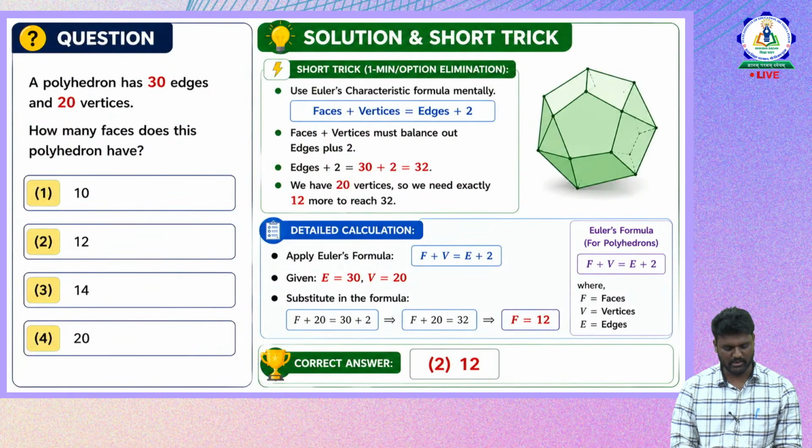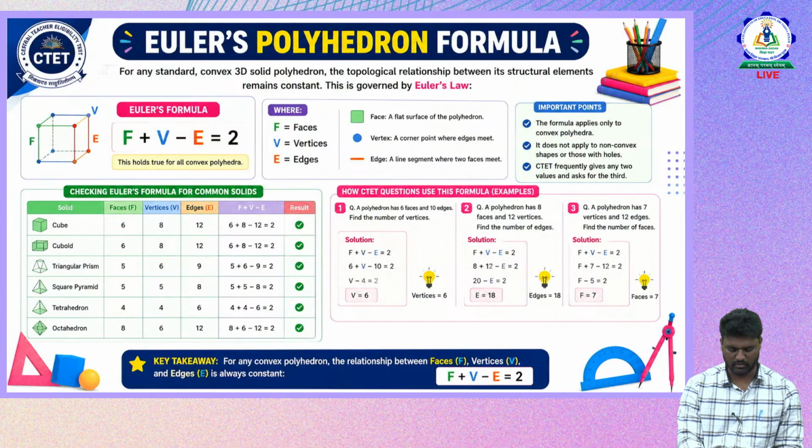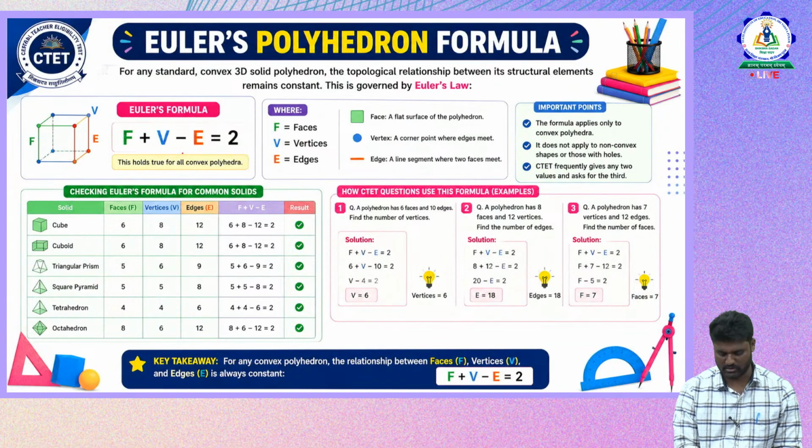The next one is, a polyhedron has 30 edges and 20 vertices. How many faces does this polyhedron have? Option 1 is 10, option 2 is 12, option 3 is 14, option 4 is 20. Now we need to apply Euler's formula here. Whenever a polyhedron is given, Euler's formula says that faces plus vertices minus edges equals 2. This is the formula we have to remember, where F is faces, V is vertices, and E is edges.